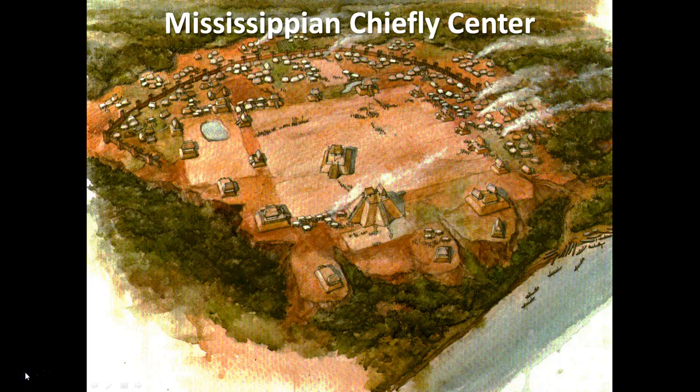In this artist's reconstruction of a Mississippian chiefly center, the site of Moundville in central Alabama, we can see some of the distinctions between the lives of the chiefs, those who are living in the houses on top of mounds and platforms, versus the lives of the commoners. There is ranking within the society, and the proximal distance to the mounds and the size of the mounds relate to the relative ranking of the individuals.